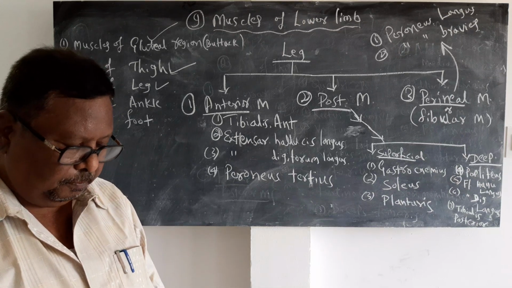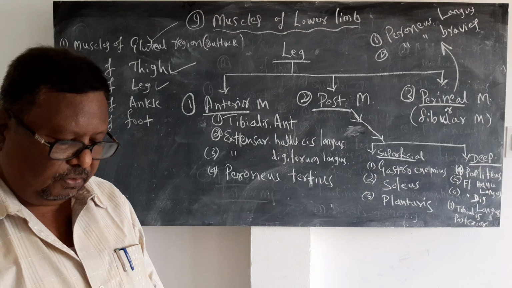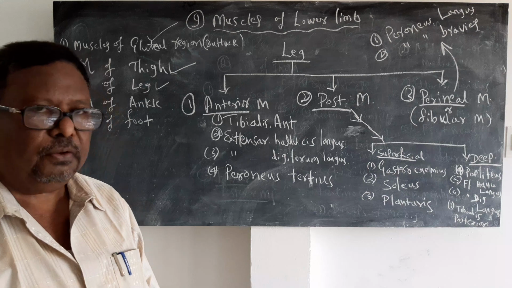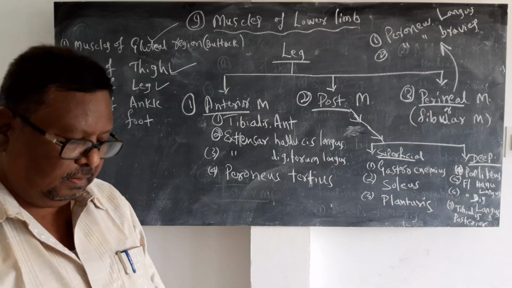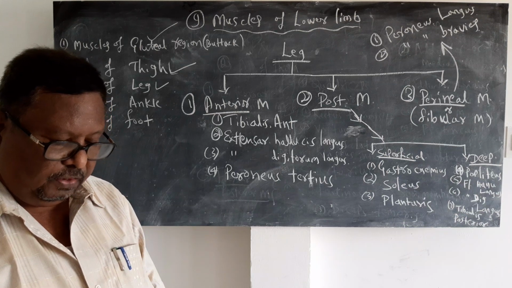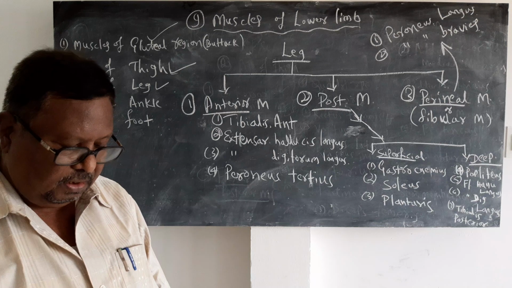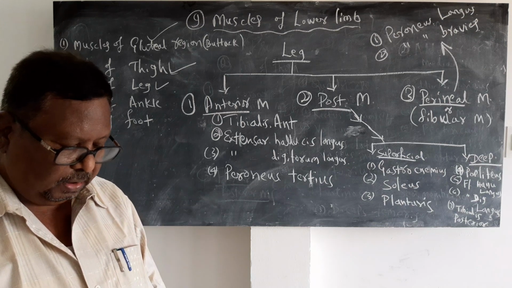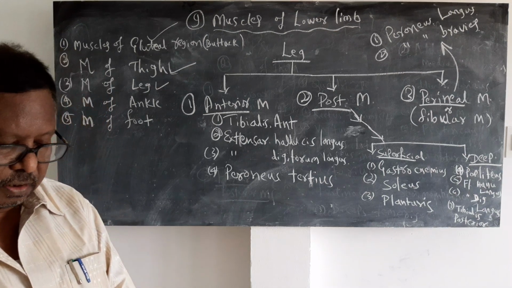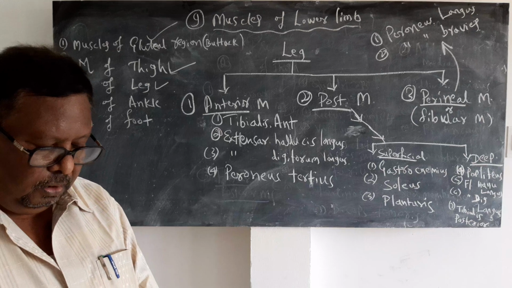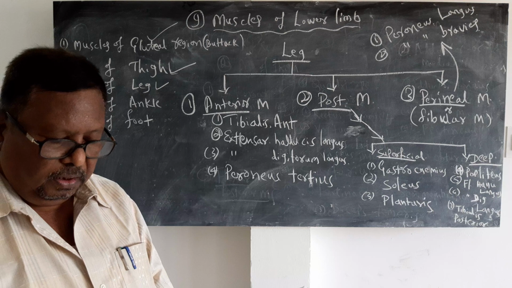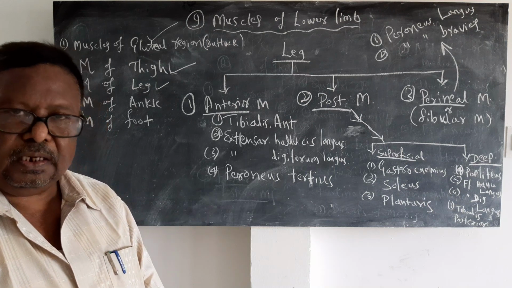Extensor hallucis longus. It takes its origin from the medial surface of the shaft of the fibula. It is inserted into the base of the distal phalanx of the big toe. The big toe phalanx gives the insertion for this muscle. Coming to the action, dorsiflexion of the foot at the ankle, and dorsiflexion of the big toe also.